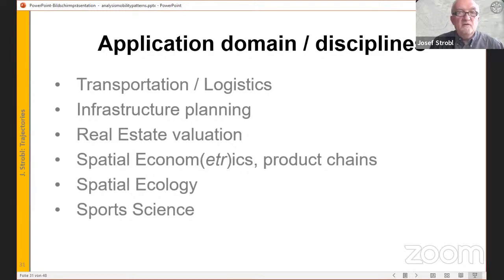It's clearly transportation, public transport, and logistics for goods. It's the application of general infrastructure planning. We know that the value of real estate is determined by the probability or the ease of reaching maybe centers. We go into the field of spatial econometrics and talk about product chains, delivery chains in business. And we might be just as well interested in spatial ecology. I'd mentioned the Movebank briefly before. And of course, in many sports, people are moving.